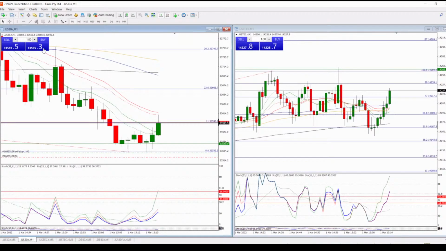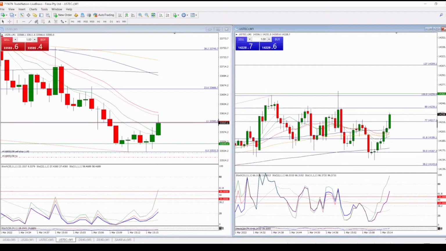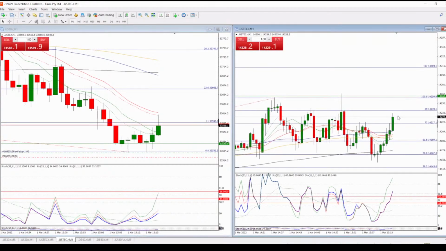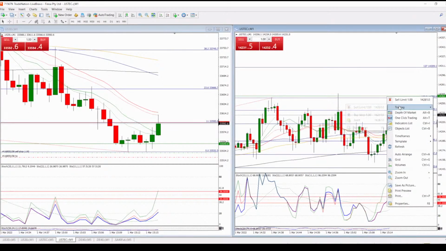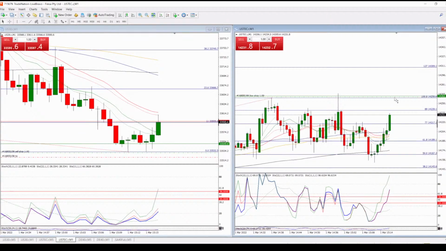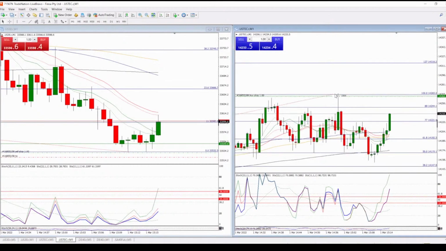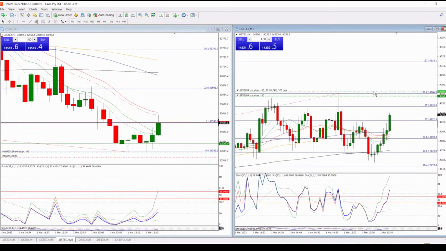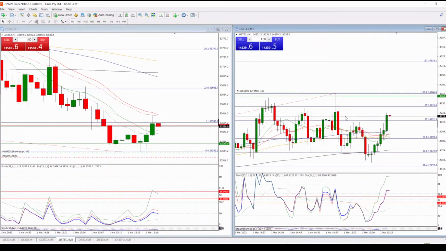Struggling with that 38.2 of daily, a support, basically around there. US Tech 5-minute trend is still up, 1-minute trend is almost there. Yeah, we can put a buy stop at the top of US Tech, a little bit above. Oh no, that's not the top. There we go.